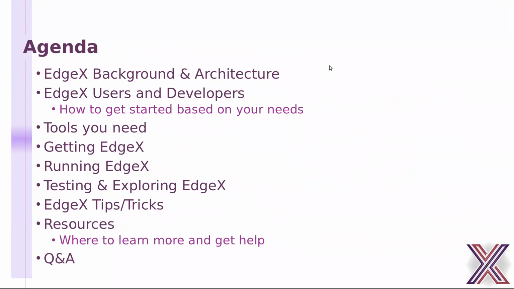Our topic and agenda today, again, we're going to start by looking a little bit at the background of EdgeX, where it came from, and understand a little bit of the architecture, how it works underneath the covers. We're going to talk about the various paths of using or developing or adopting EdgeX. We'll talk about user groups and developer groups, and I'll explain more of that coming up in a bit. We'll talk about the tools you need to work with EdgeX, what types of things you have to have on your system to be able to pull it in and start to use EdgeX or even start to develop with EdgeX. Then we're going to learn how to actually physically get EdgeX, how to run EdgeX.